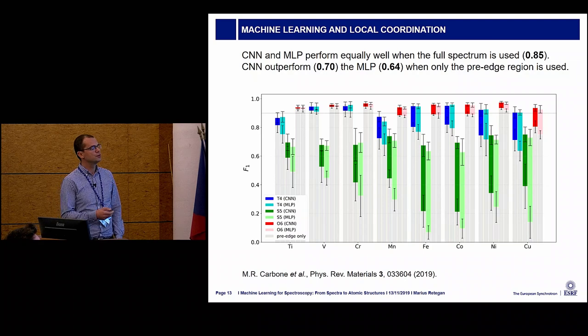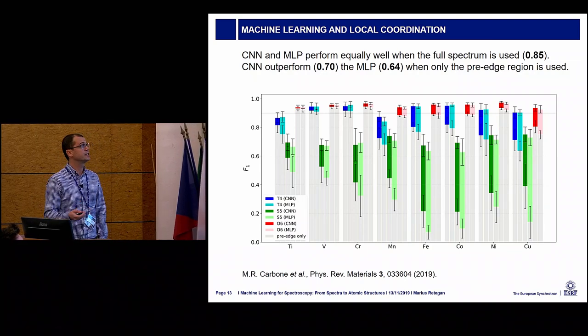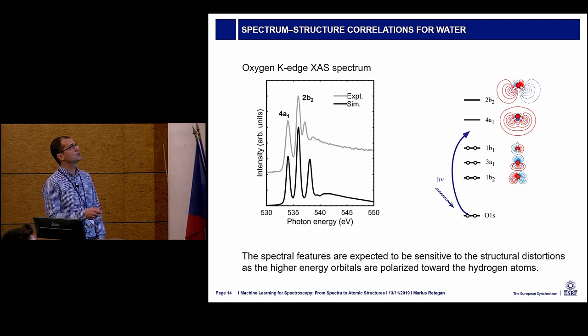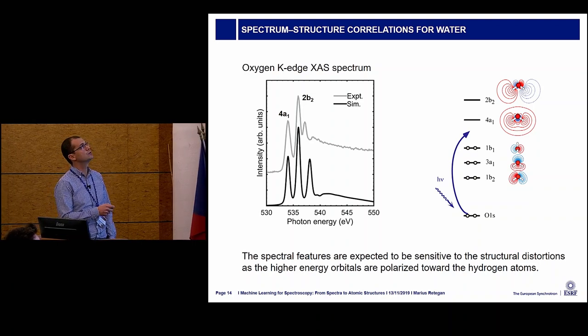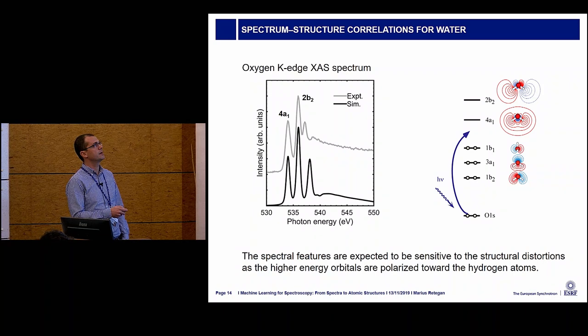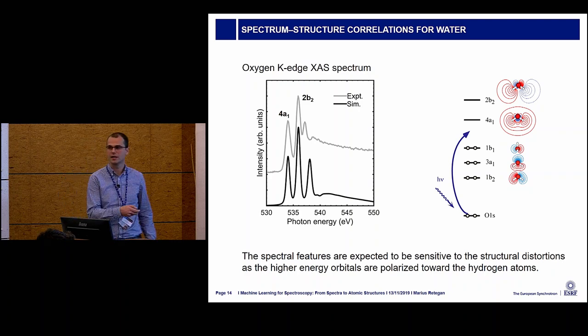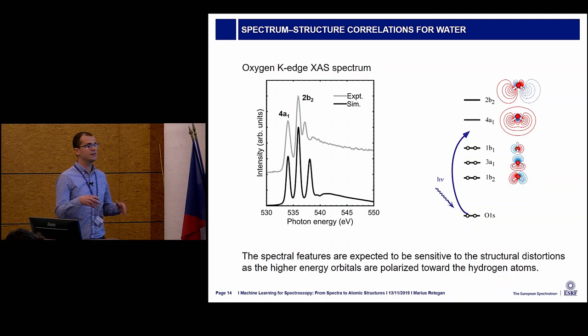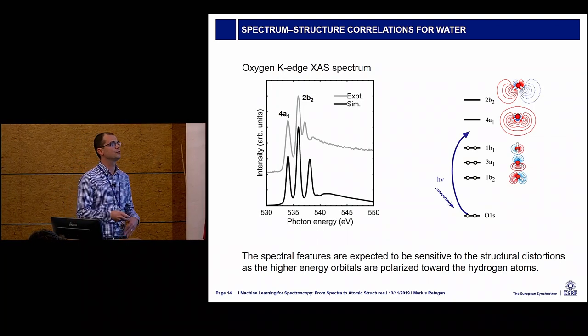So what do we do? What do you do when you do not have a data set, or you're interested in other types of absorbers that are not present in the Materials Project? I'm going to show you a simple example of how you can do correlation between spectrum and structure for simple water molecules. This is an experimental spectrum and a simulated spectrum. The features that you see in the spectrum correspond to transitions from some occupied orbitals to some unoccupied high energy orbitals. Because these orbitals are polarized towards the hydrogen atoms, it's very natural to expect that as you change the structure, you change the position of these peaks and their intensity.